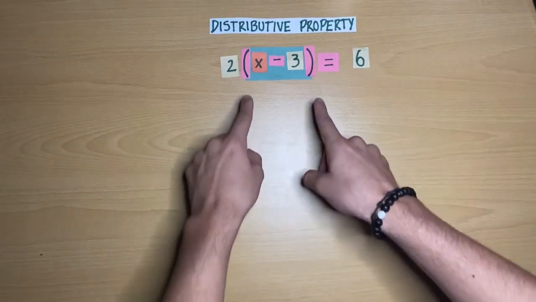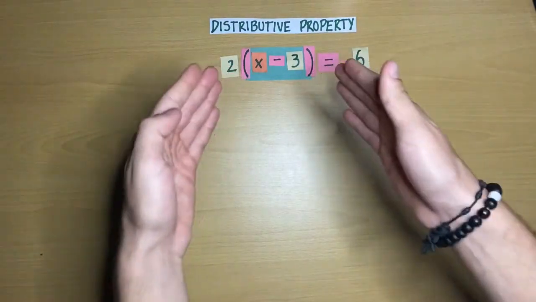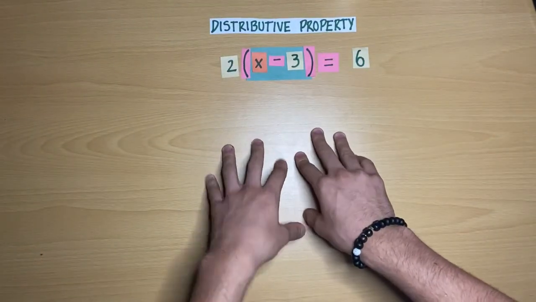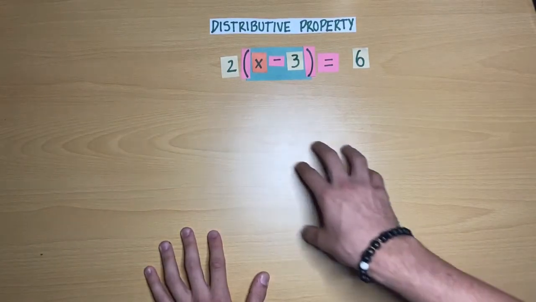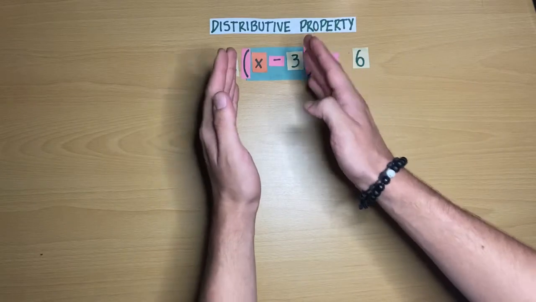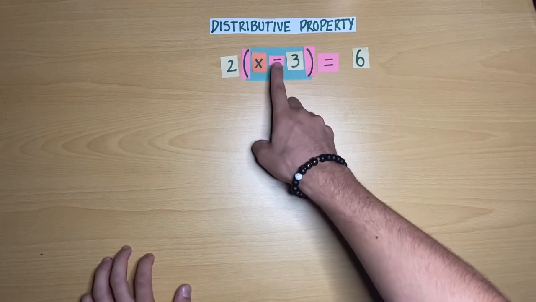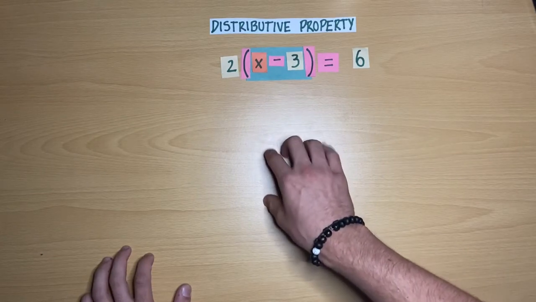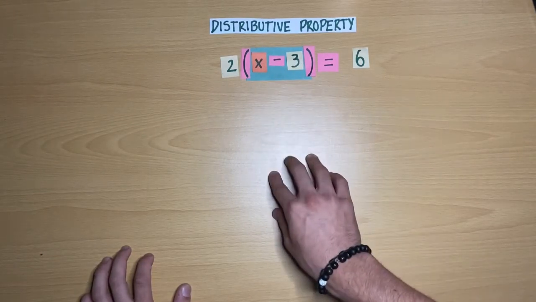First of all, when you see parentheses in a problem, you should go directly there. Your eyes should immediately go there. And this is because of PEMDAS. The P in PEMDAS means parentheses, and that means everything inside the parentheses should go first. In this case, x and minus 3 are not like terms, so we cannot combine these in any way.